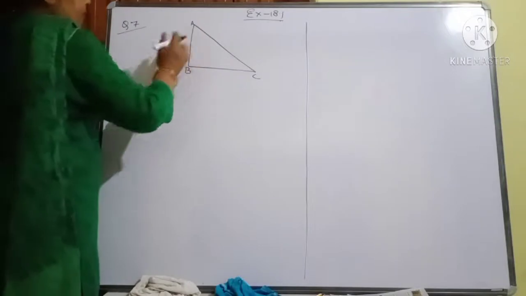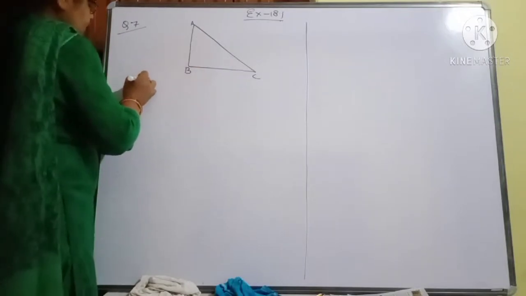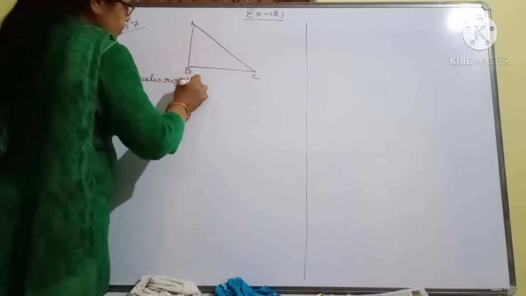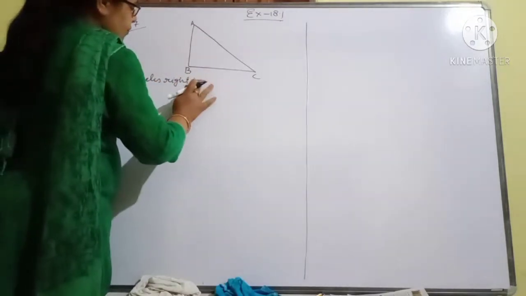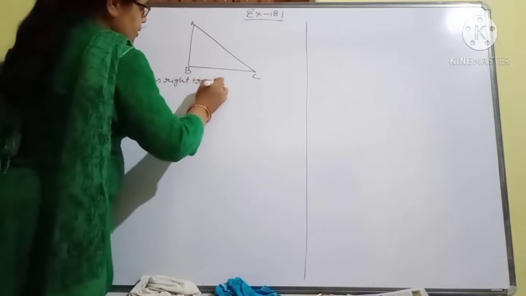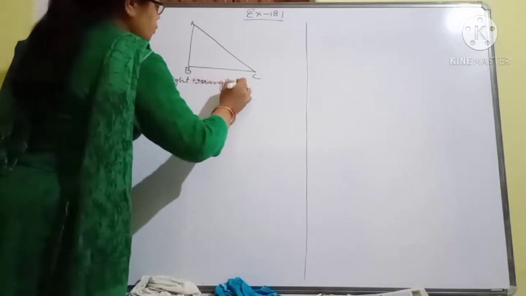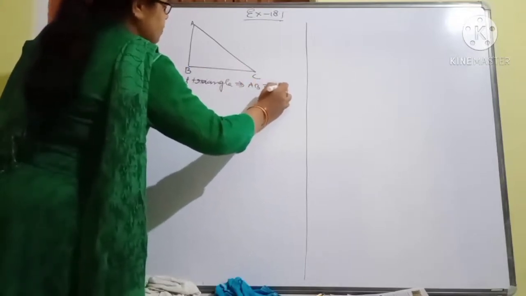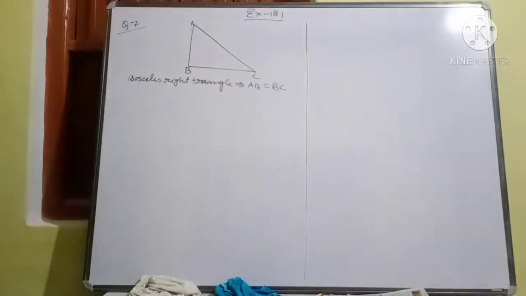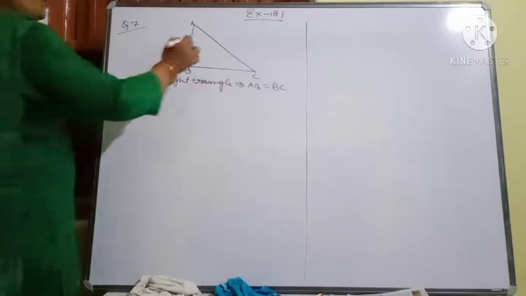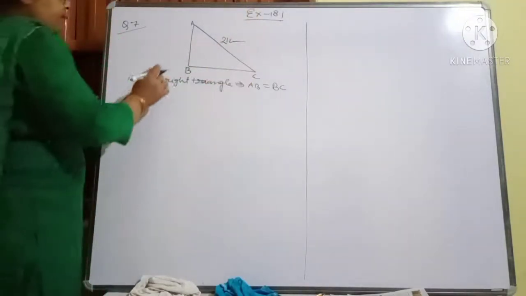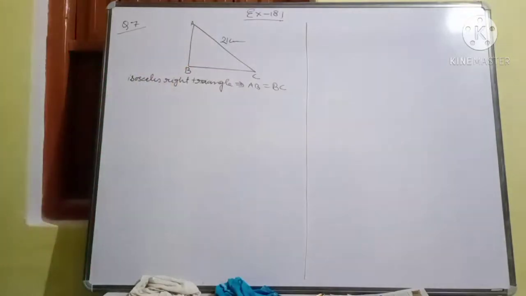So what will it be then? See, in an isosceles right triangle, what is the meaning? AB is equal to BC. AB is equal to BC. Okay. And if the hypotenuse is 21 centimeter. The hypotenuse is how much? 21 centimeter. Okay. And we need the perimeter of the triangle.